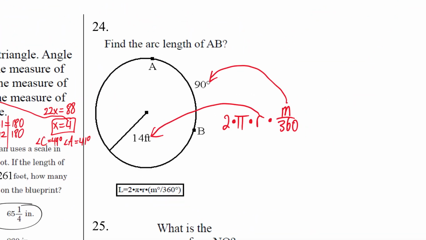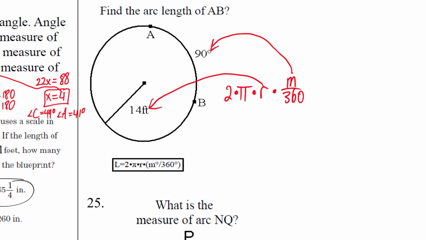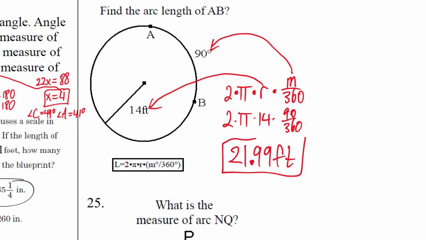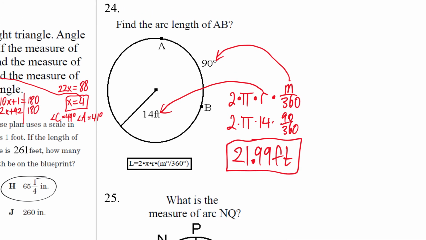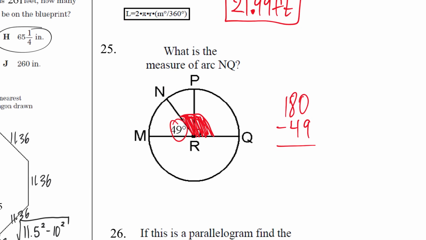Okay, we already did 23. So on 24, you're just plugging in those numbers. You get 2 pi times 14 times 90 over 360. And that should give you 21.99. Okay, on number 25, when you subtract those, you get 131.